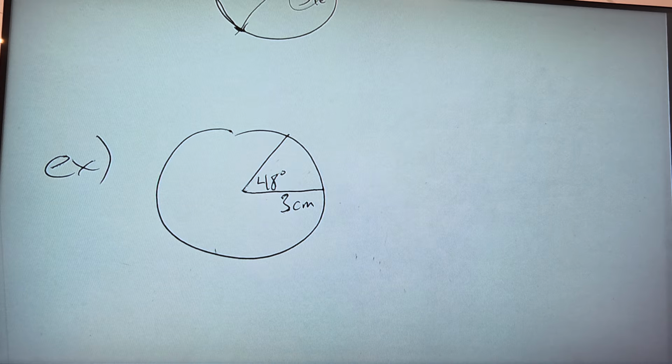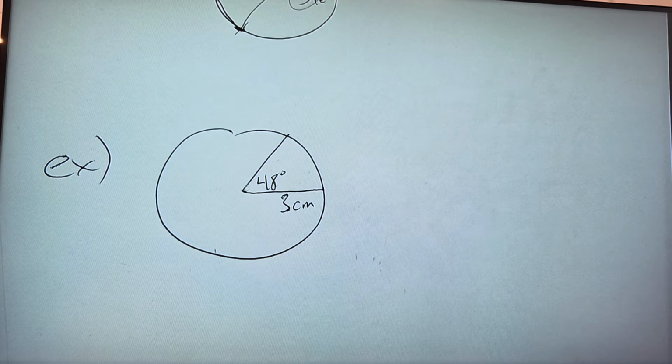So real quick, I could understand if somebody would do 48 times 3, and that's way too much. That's way too big. I mean, just by looking at it, I could tell it should be roughly equal to 3. You guys kind of with me?